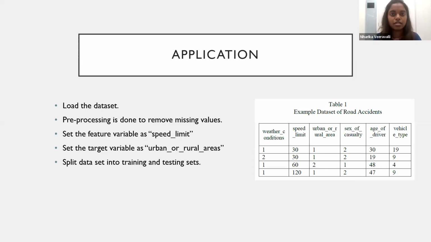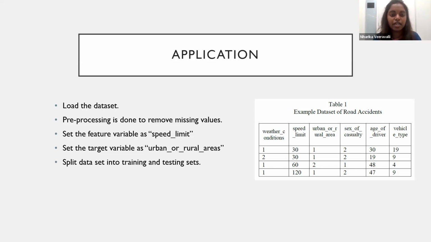This is a pseudo code for the application that I've done. The data set is first pre-processed to remove any missing values in the feature and other empty values. The feature variable is set as speed limit. That is the main variable that I'm giving as my input, while the target variable, that is the output, is set as urban or rural areas. The urban or rural areas column has only two values, 1 or 2, like a binary value. It can be either 0 or 1, or 1 and 2, or something like that. Basically a true or false.